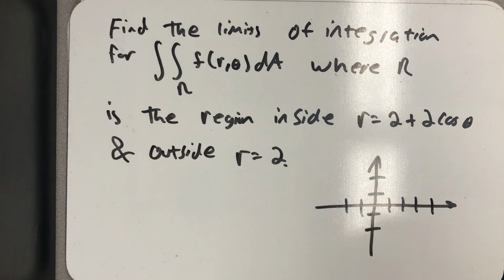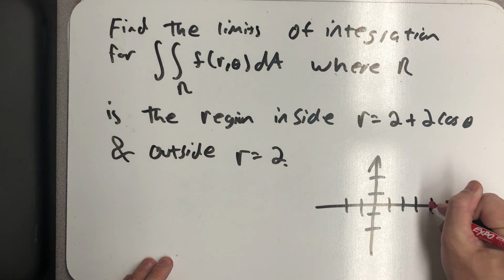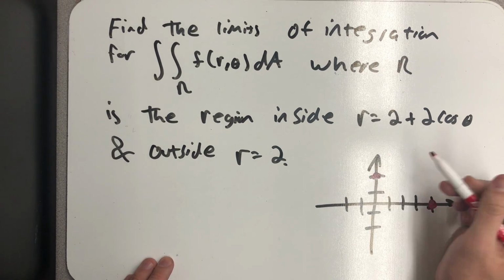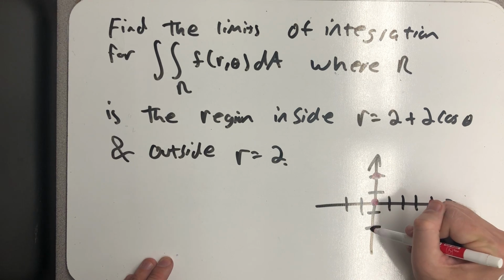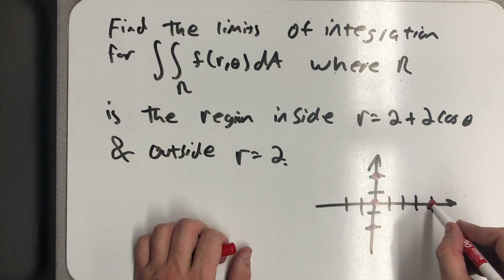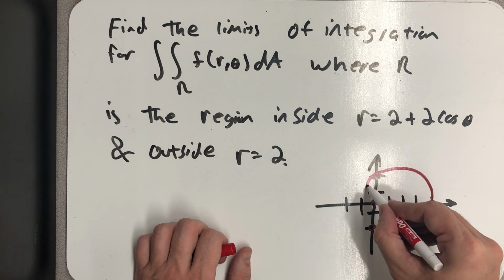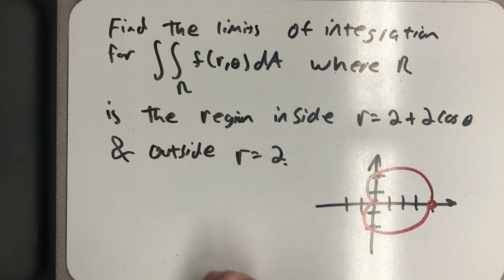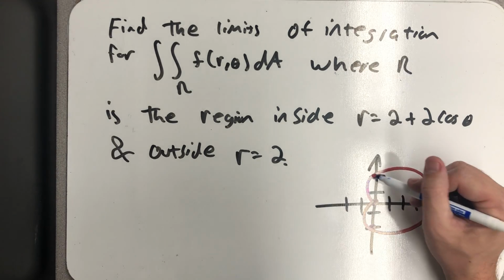So our cardioid, if I think about letting theta be 0 here, I'd be at the point 4. At pi halves, I'm at 2. At pi, I'd be at 0. And so I can get these quadrantal points, and I'd trace out my cardioid, and it would look something like this. Nice, pretty cardioid. All right, and now I need to draw a circle of radius 2 centered at the origin.